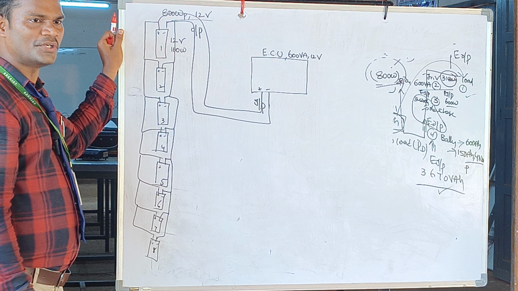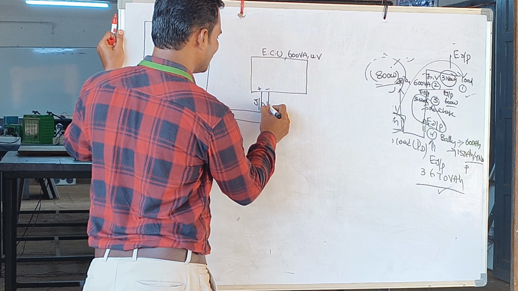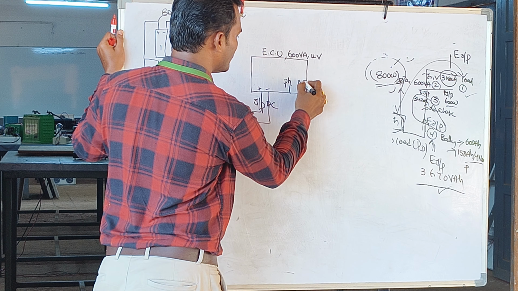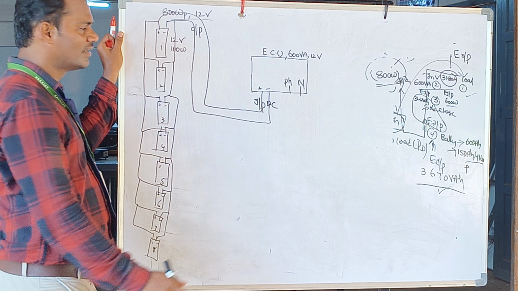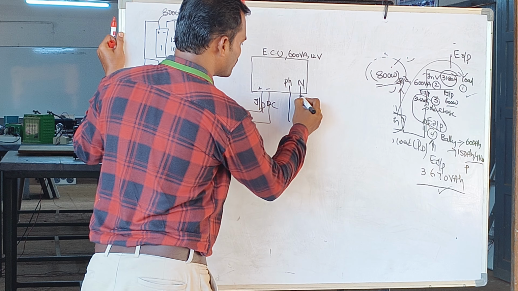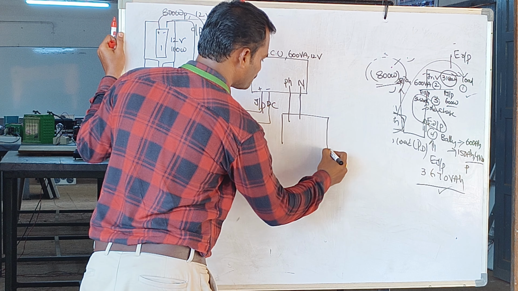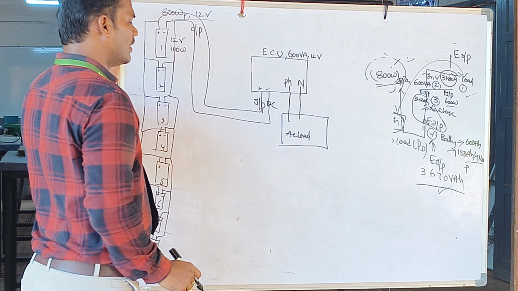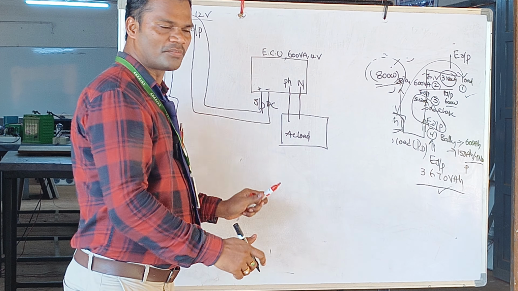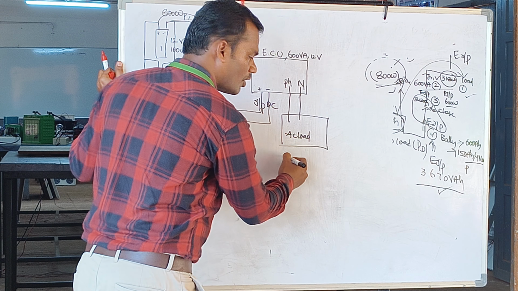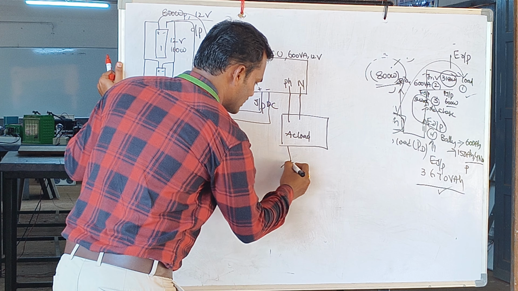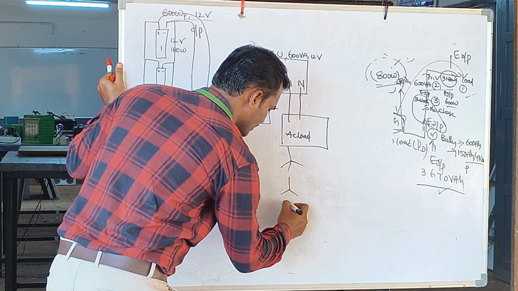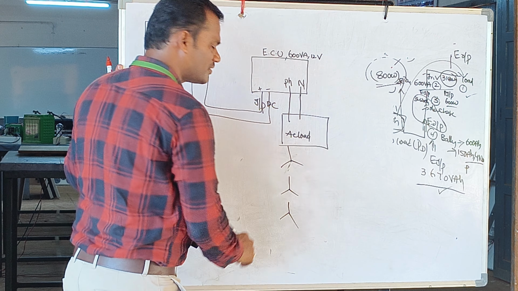To this inverter, what are you going to have? It will convert DC to AC. In AC you are going to have phase and neutral. Okay, to this, what are you going to connect? We are going to connect an AC load. And what is the type of AC load given in the problem? How many fans does he have? 3 fans. This is fan 1. This is fan 2. This is fan 3.